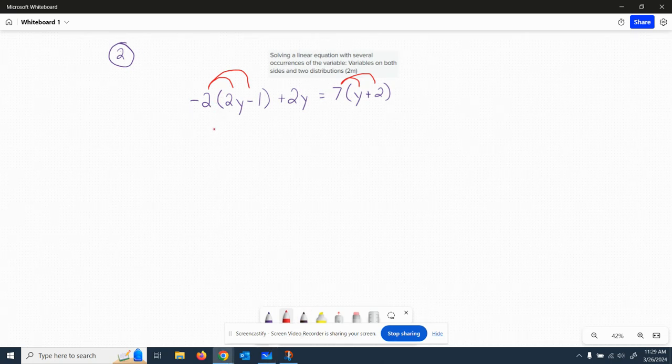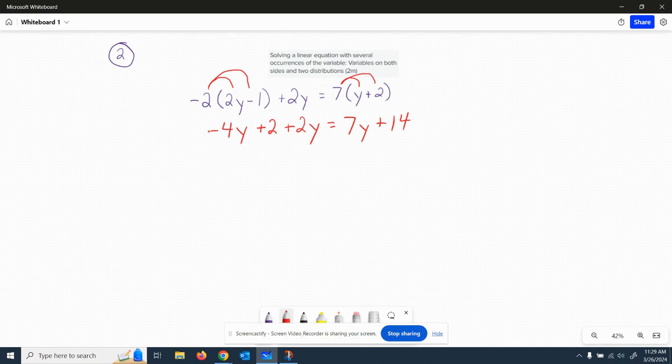All right. So -2 times 2 is going to give you -4y. I guess I'm going to do this problem in red now. All right, -2 times -1 is going to give you +2. All right, you bring down this plus 2y. And the distribution on the right side is pretty easy. 7y, 7 times 2. All right, this problem's cleaning up pretty fast.